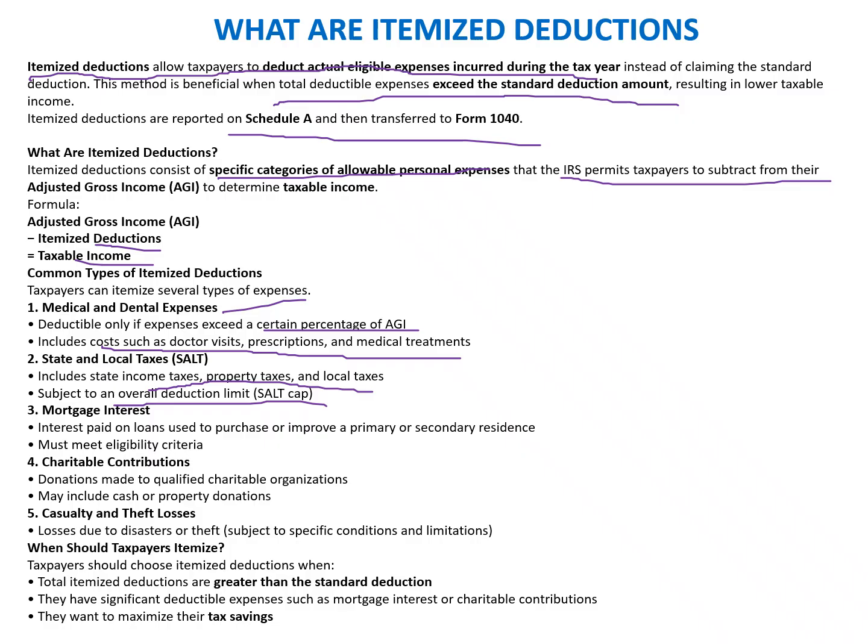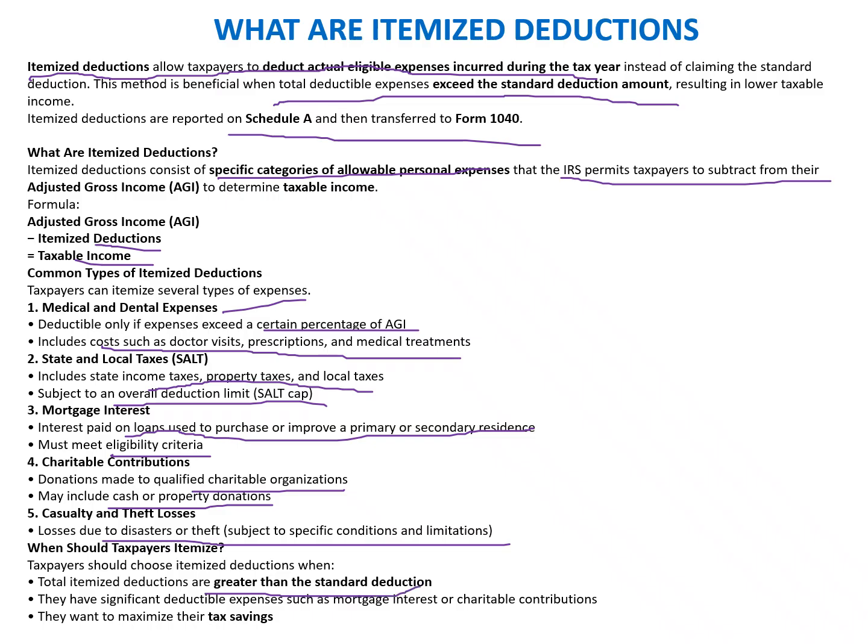Then the mortgage interest paid on loans used to purchase or improve a primary or secondary residence, which must meet eligibility criteria. We also have a detailed slide on this. And then we have another deduction, which is the charitable contribution. Donations made to a qualified charitable organization, including cash or property donations. And we also have a separate slide to talk about this. Then we have casualty and theft losses. Losses due to disaster or theft are subject to certain conditions and limitations. So when should a taxpayer itemize? A taxpayer should choose the itemized deduction when the total itemized deduction is greater than the standard deduction.